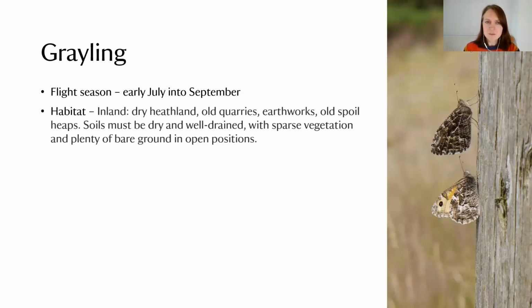So dry heathland, quarries, earthworks, spoil heaps, kind of post-industrial landscape is really typical for this species. I'm talking about the sort of habitat we might find in Shropshire, and they are quite coastal, but obviously that's not something we need to worry about in Shropshire in terms of the coastal habitats that they use. So in Shropshire it's that really dry habitat, sort of rocky, broken ground, exposed rock. So it says that soils must be dry and well drained, with sparse vegetation and plenty of bare ground.